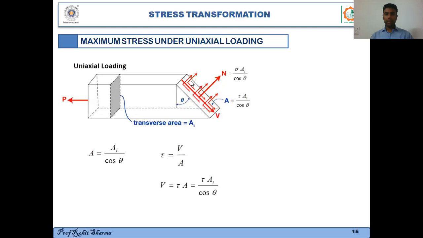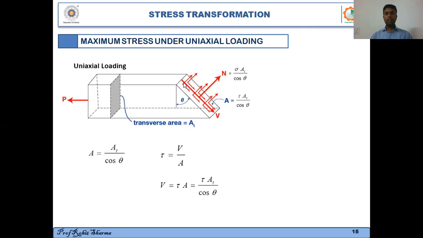So if I multiply the normal stress with the area, stress into area is equal to force. So I can calculate the normal force on this face by using this formula. Normal force will be equal to what? The normal stress into the area. Normal stress on this face is sigma, and area is A0 by cosine of theta. So the normal force is going to be sigma into A0 upon cosine of theta, right?